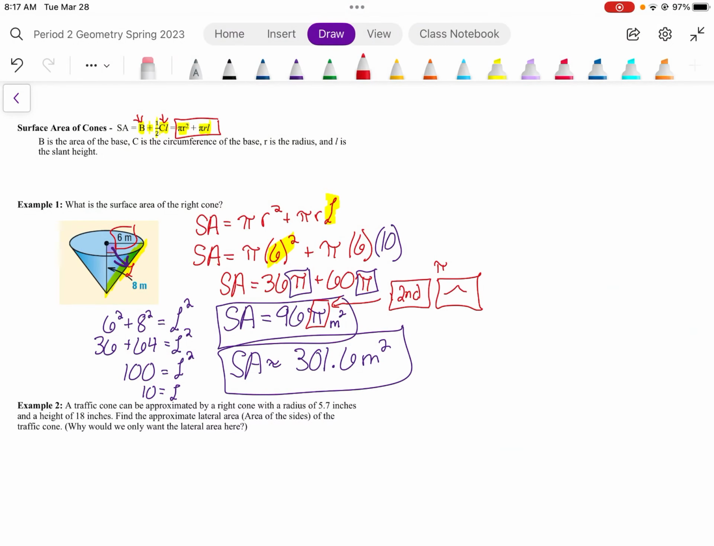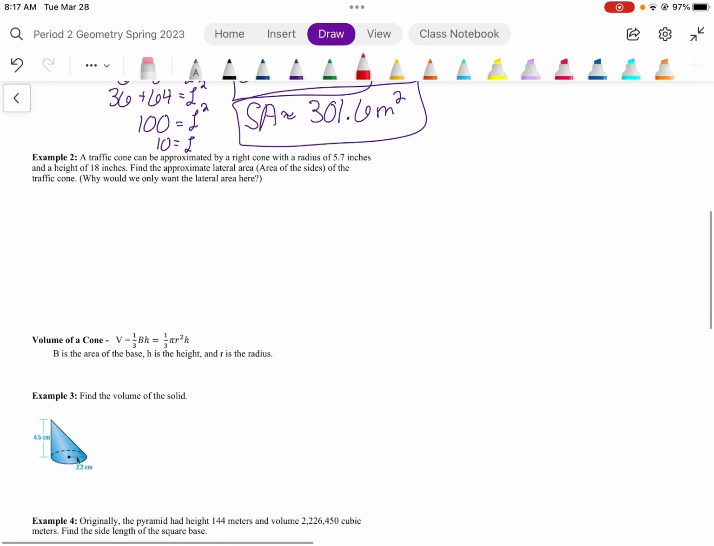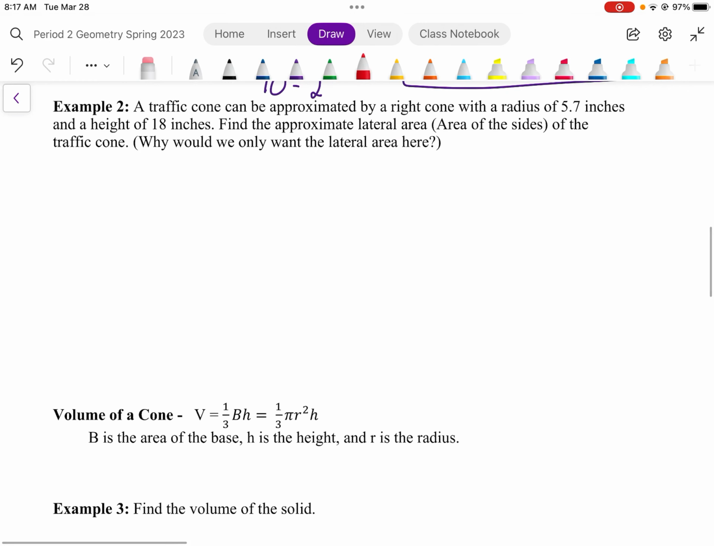Okay, so that's how you would find surface area. The next one. This one is a traffic cone can be approximated by a right cone with a radius of 5.7 inches and a height of 18 inches. Find the approximate lateral area.